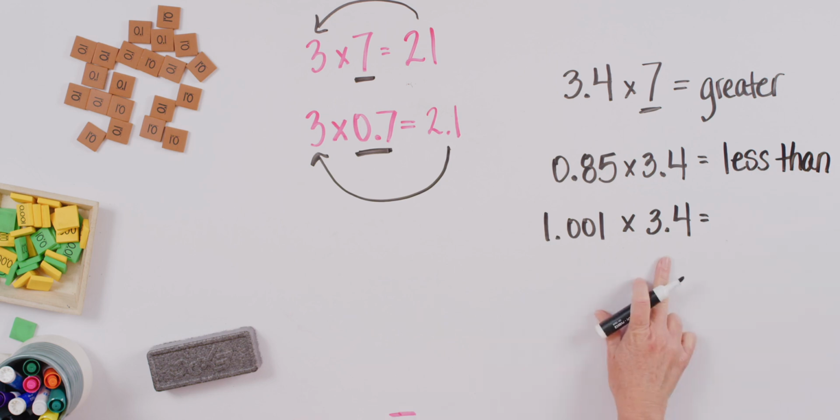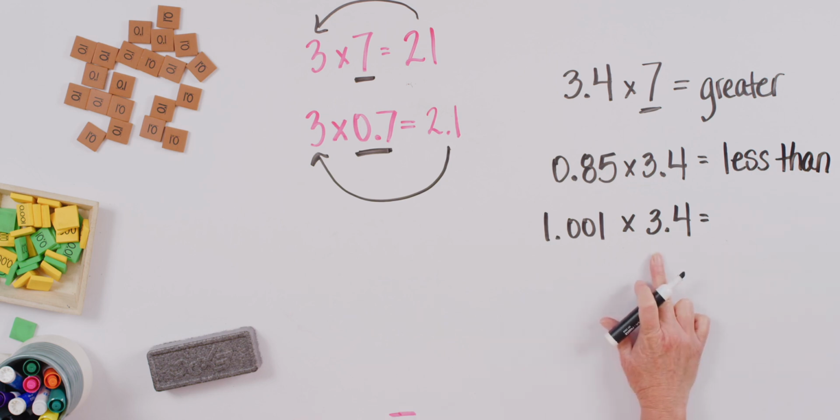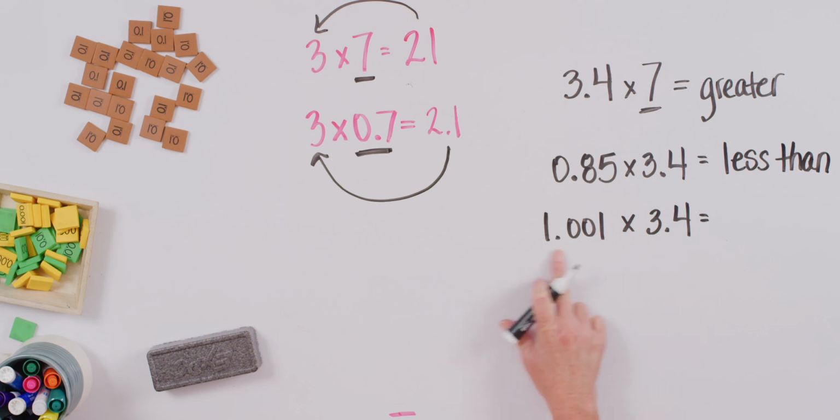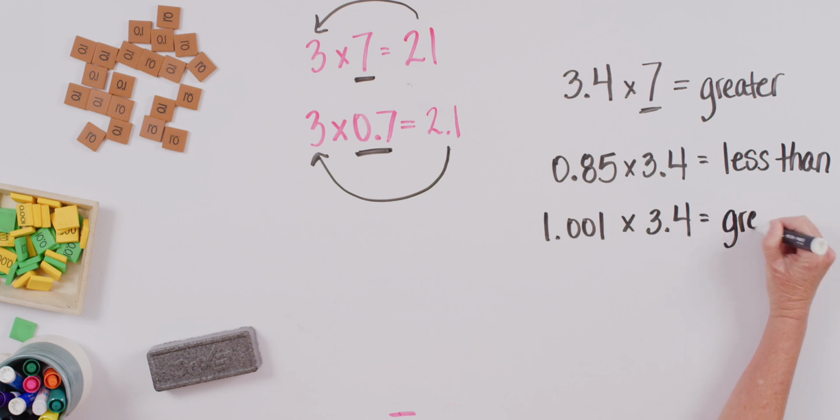Okay, let's look at this one now. Is my product going to be greater than or less than 3 and 4/10? Is this number greater or less than 1? It's greater than 1, barely, right? Just barely, but it is greater than 1. So my answer is going to be greater than 3 and 4/10.